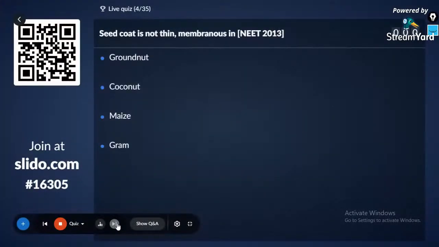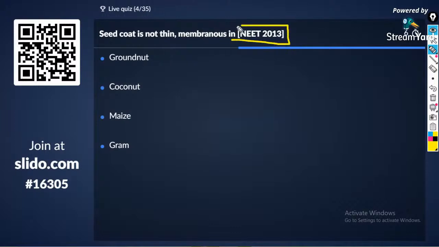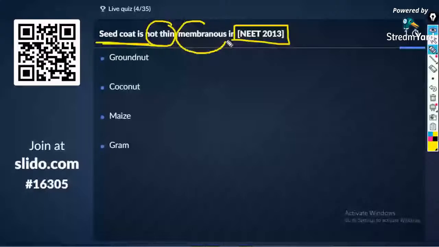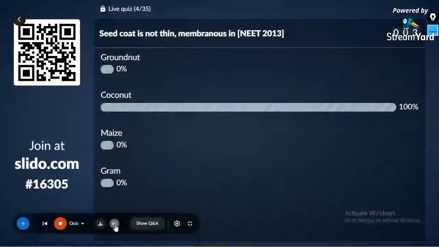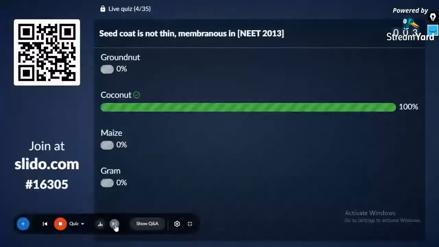NEET 2013 previous year paper. Simple question. I have given only 10 seconds for answering. Seed coat is not thin and membranous in groundnut, coconut, maize, gram. Guys, I think only these students wanted the class. Perfect. Coconut is the correct answer. Please note this question, very often repeated. Next one.